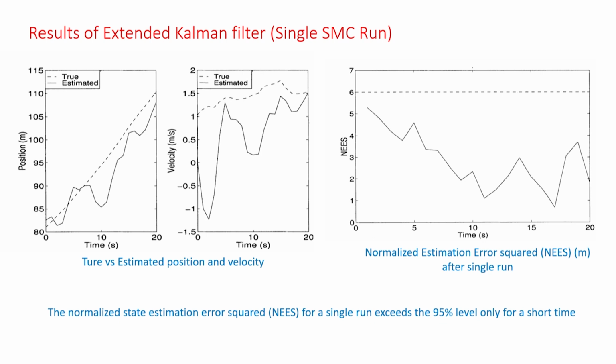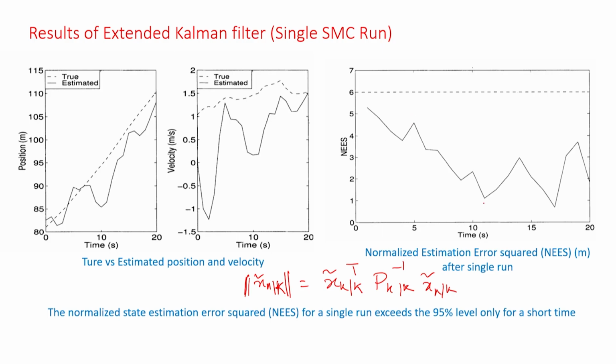One is called normalized estimation error squared. What is normalized estimation error squared? It is simply the norm of your estimation error, so actually it is the error transpose, inverse of the covariance, times the error. This is your normalized estimation error squared. So, simply a quadratic norm function. Here they plot the average norm function for a single run.